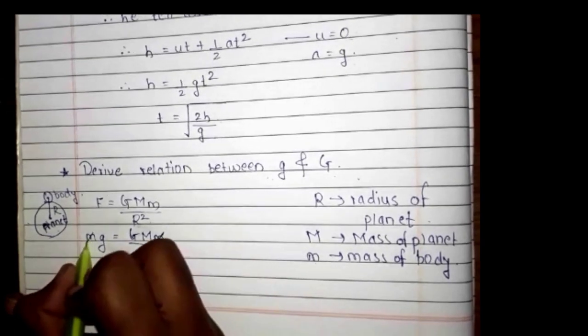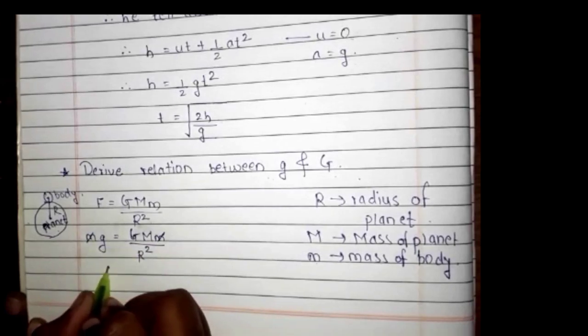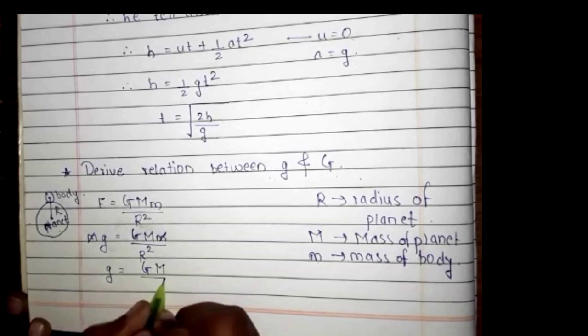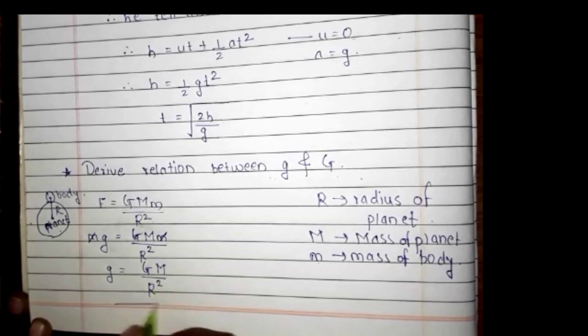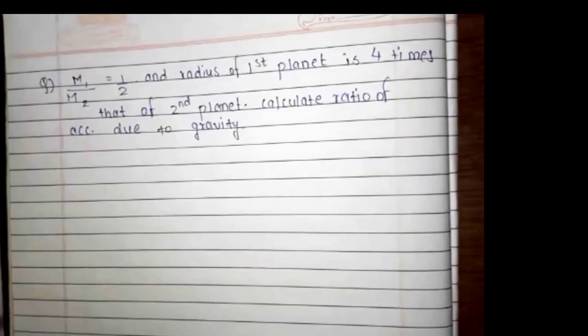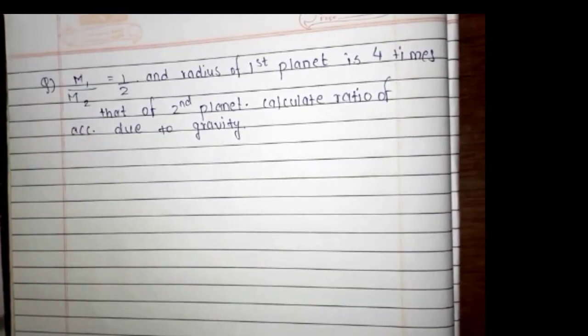So mass gets cancelled and we get that small g is equal to capital G capital M upon capital R square, and hence we derive the relation. Let's do one numerical again.